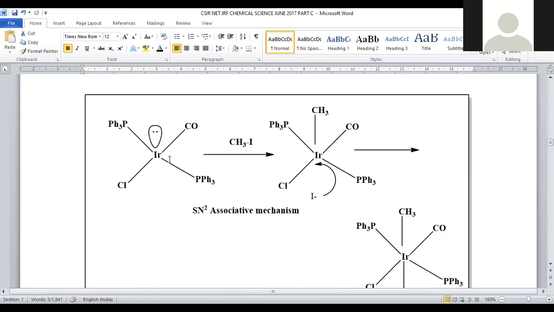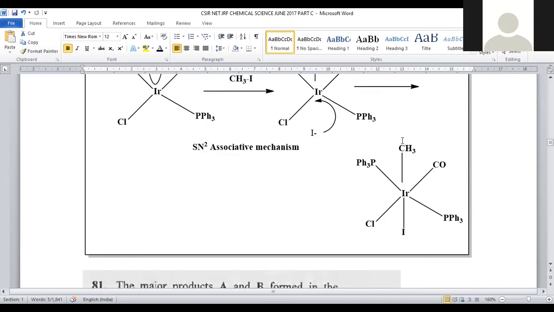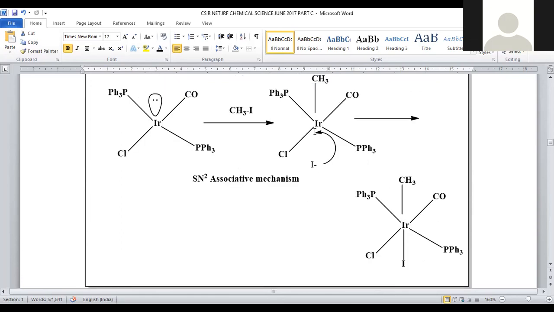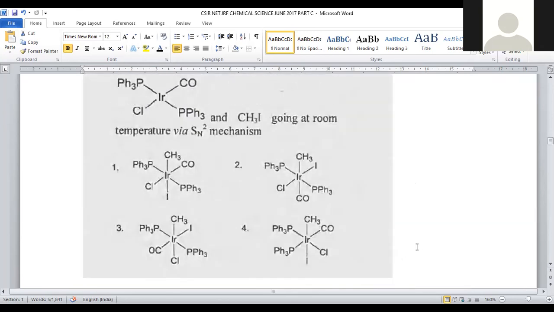Because in order to associate the molecule, they should be coming at a 180 degrees angle. That is possible only in this kind of anti-addition. So both are coming perpendicular to the plane. First alkyl group will be added so that one more vacant site will be there, that will be satisfied by I minus, so it is turned into an octahedral complex, right?